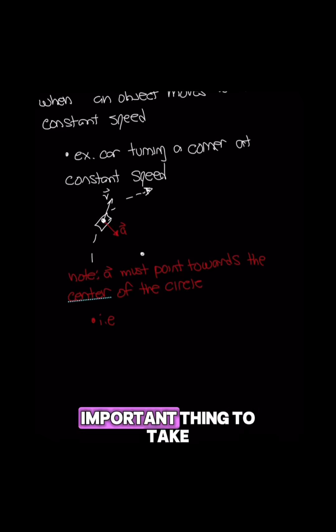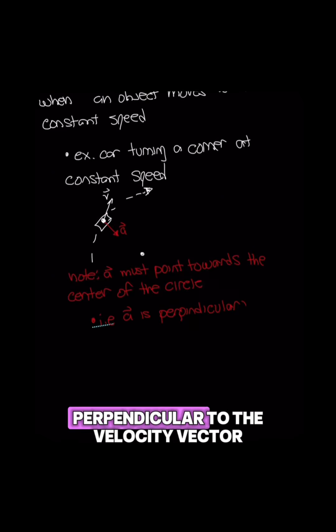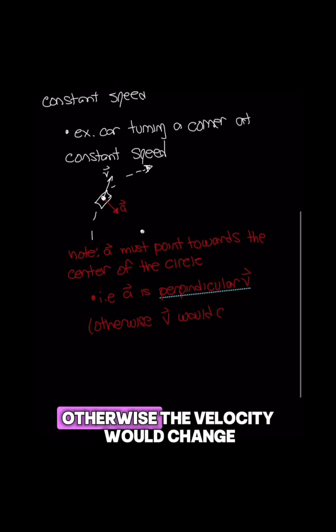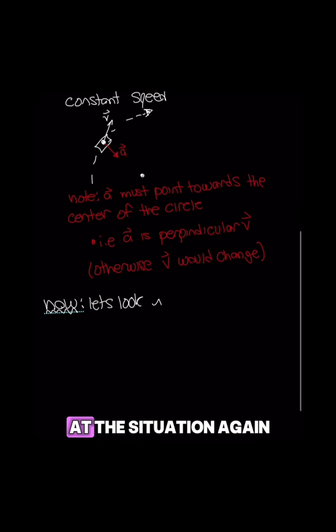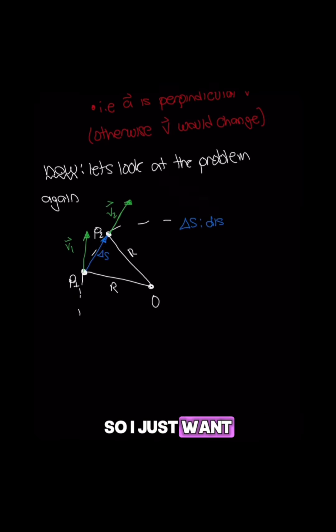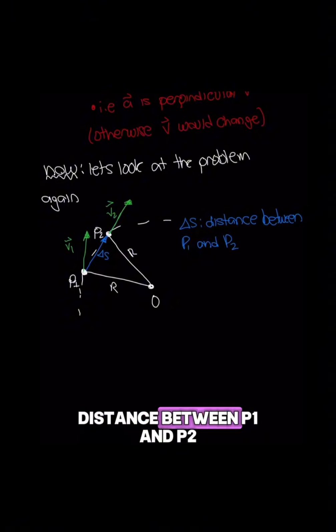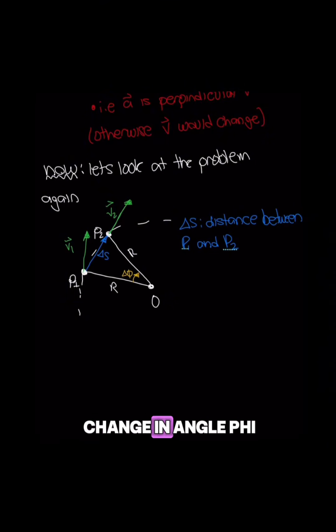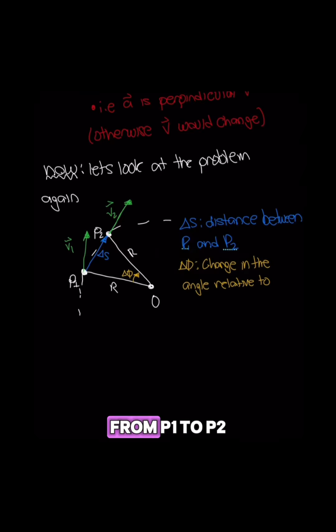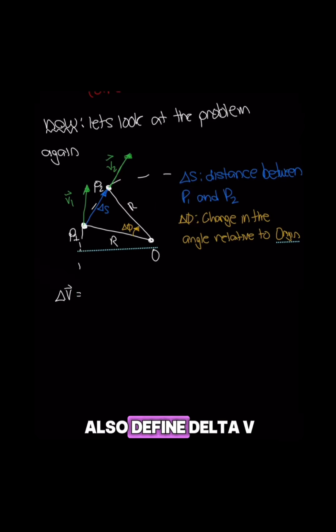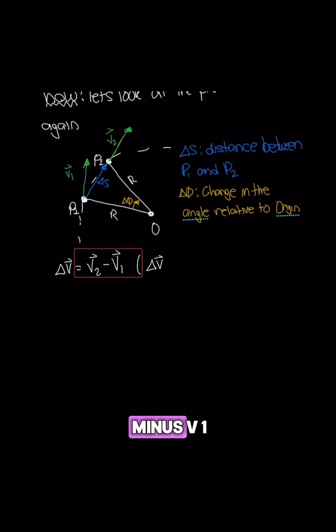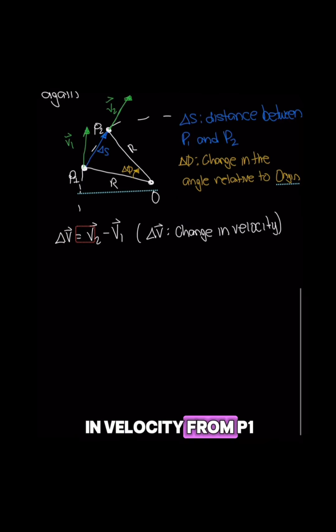From this diagram, the important thing to take away is that a is always going to be perpendicular to the velocity vector. Otherwise, the velocity would change. Now we can look at this situation again. I just want to identify that delta S is the distance between P1 and P2, and we have this change in angle phi, which is the change in the angle relative to the origin from P1 to P2. We can also define delta V equal to V2 minus V1. That's just the change in velocity from P1 to P2.